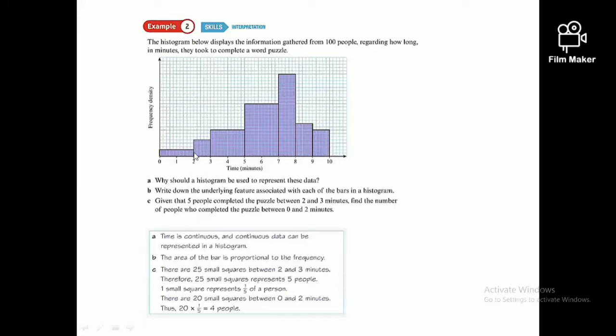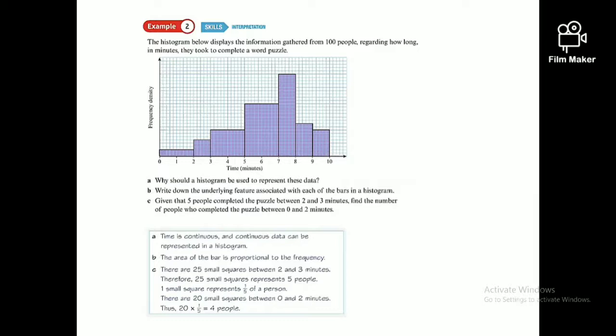If you get 5 information represented by 25 boxes, that means each small box is similar to 5 divided by 25. It's 1 over 5. So each small box is 1 over 5 or 0.2.